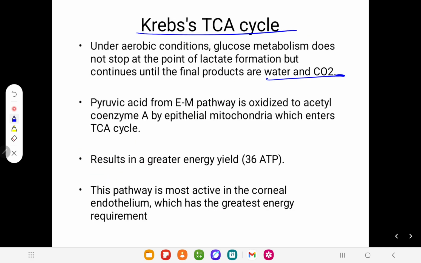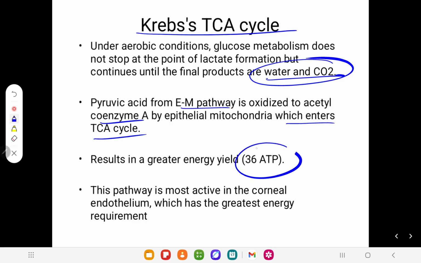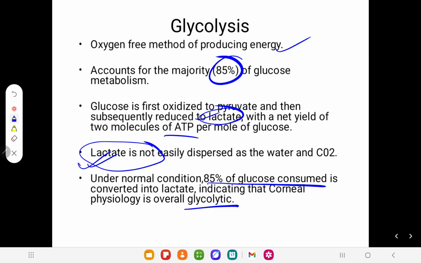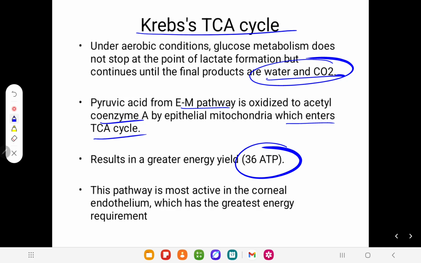Now the Krebs cycle. Under aerobic conditions, glucose metabolism does not stop at the point of lactate formation but continues to the final products, water and CO2. Pyruvic acid from the EMP pathway is oxidized to acetyl coenzyme A in the epithelial mitochondria, which enters the TCA cycle. The TCA cycle happens in the mitochondria and results in a greater yield of 36 ATPs. Compare that to glycolysis, only 2 ATPs, and in the Krebs cycle, 36 ATPs.